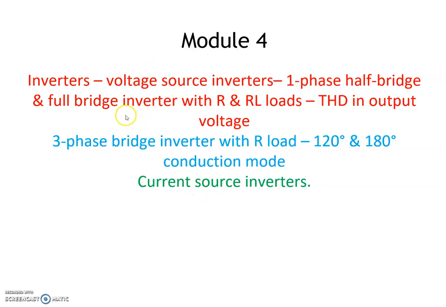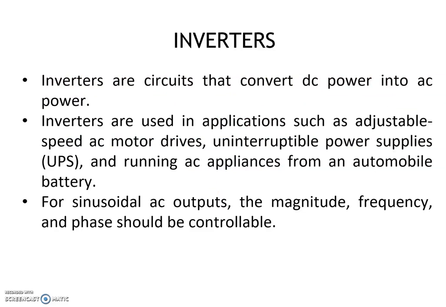In this chapter, we will discuss single phase voltage source inverter, three phase voltage source inverter, and current source inverter. An inverter is a circuit that converts DC power into AC power at desired output voltage and frequency. The output from the inverter is variable AC voltage and variable frequency AC voltage.